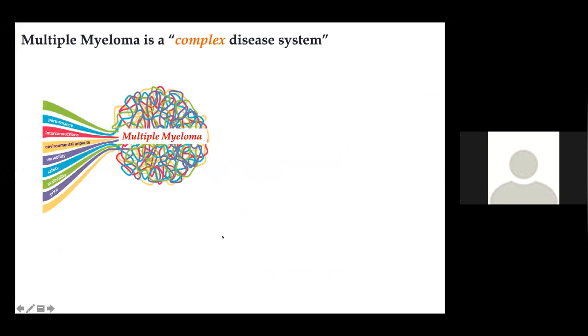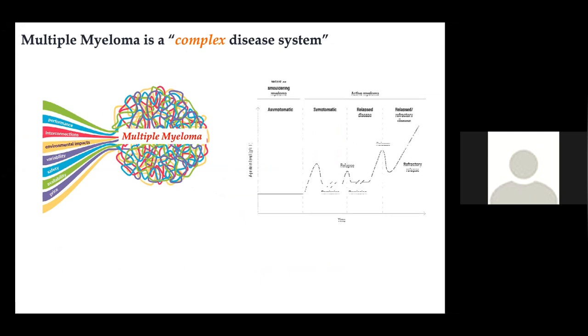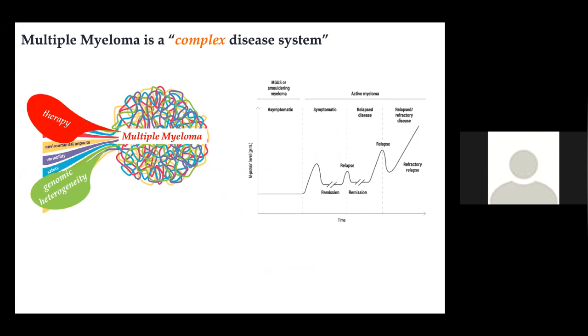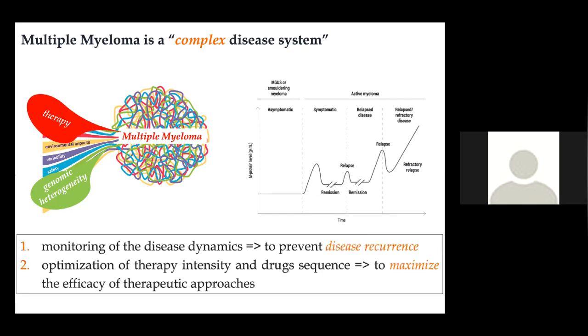Multiple myeloma is a complex disease system whose dynamics over time is conditioned by several factors, which together contribute to the patient clinical course. Among different factors, therapy and genomic heterogeneity are very critical, and it is very important to understand the interaction between them to efficiently monitor the disease dynamics, thus preventing the disease recurrence and maximizing the efficacy of therapeutic approaches.